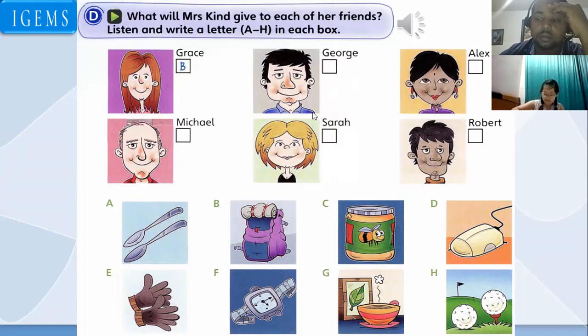Can you see the letter B? Now you listen and write a letter in each box.